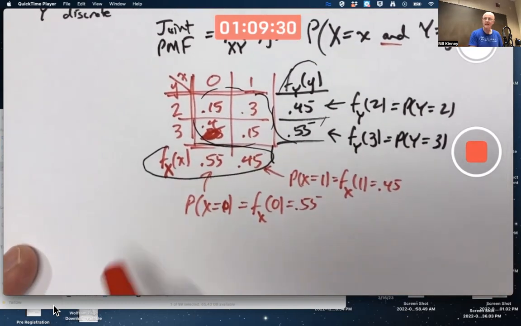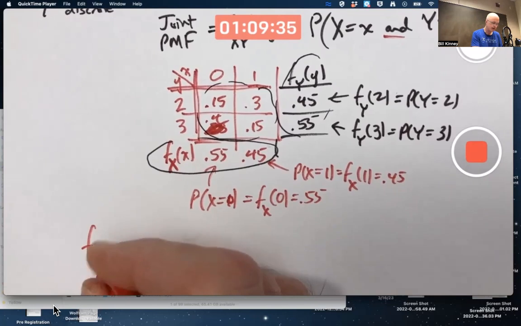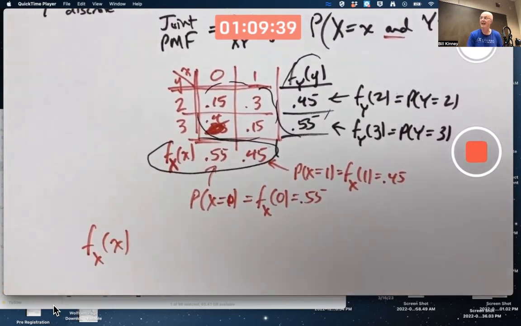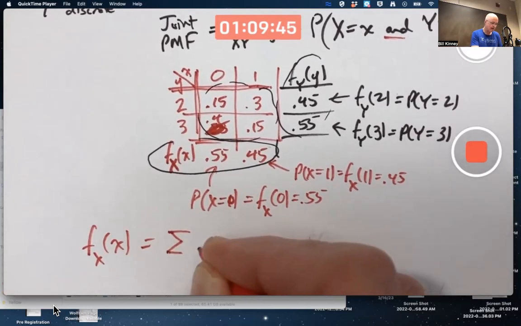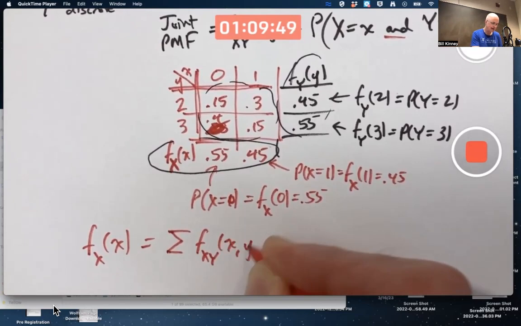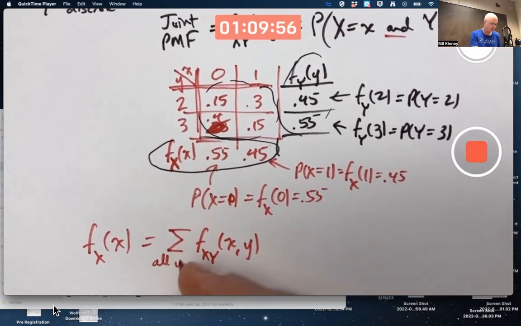You can write what we did here in terms of formulas. You can say the marginal distribution PMF of x is a sum of joint distribution values as y varies. I'll put all y here.